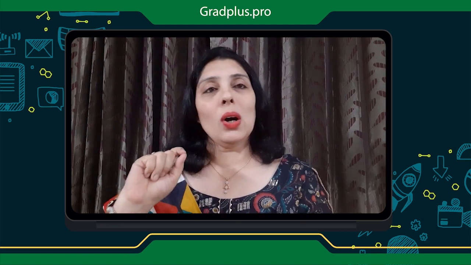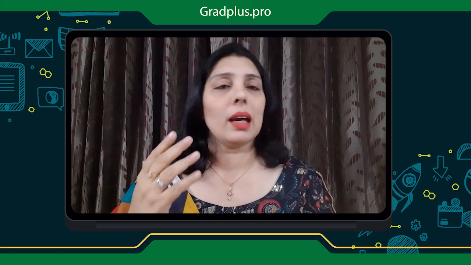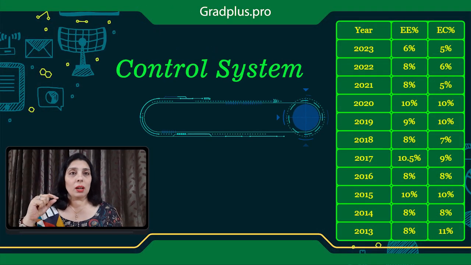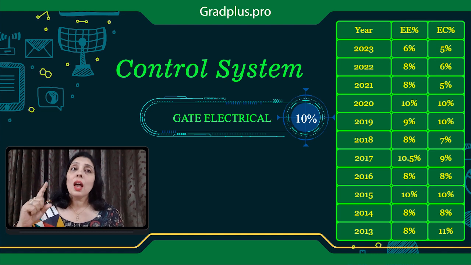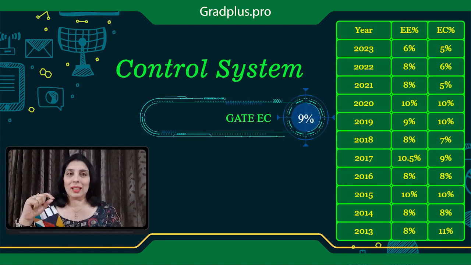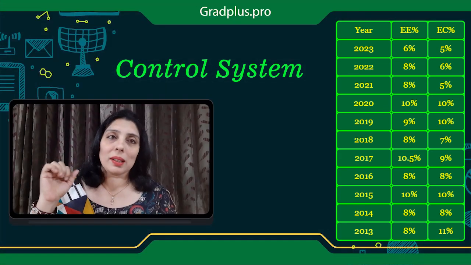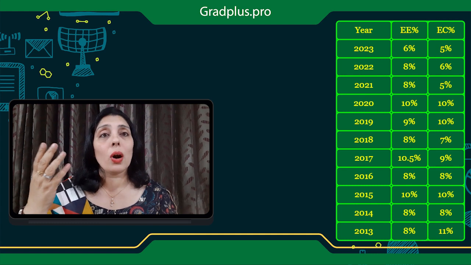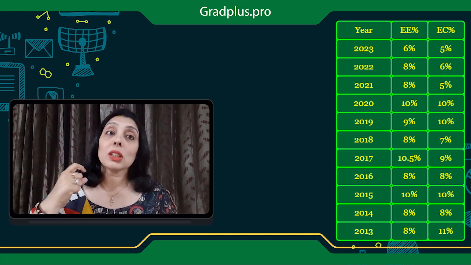Okay, so now let us take a close look at the analysis of our previous year question papers for the control systems which have appeared in the GATE examination. Now, control systems carry 10% of the weightage in the electrical GATE exams and 9% of the weightage in the electronics and communication GATE exams. And this is a very good percentage. So this means that out of 100, you will have 10 marks for your control systems, which is very important to achieve.